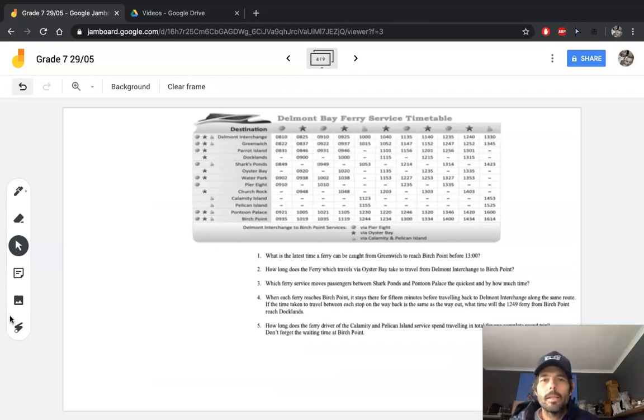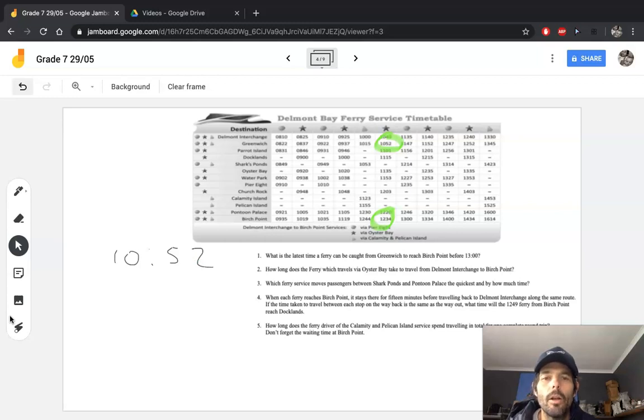What is the latest time a ferry can be caught from Greenwich to reach Birch Point before 1 o'clock? So we need to go to Birch Point and we need to check Birch Point before 1 o'clock. There's a 12:34. Okay, so it's important to read it as before 1 o'clock. So that means that we need to leave Greenwich at 10:52. Okay, so our first answer is 10:52, as you know, 8 minutes before 11.